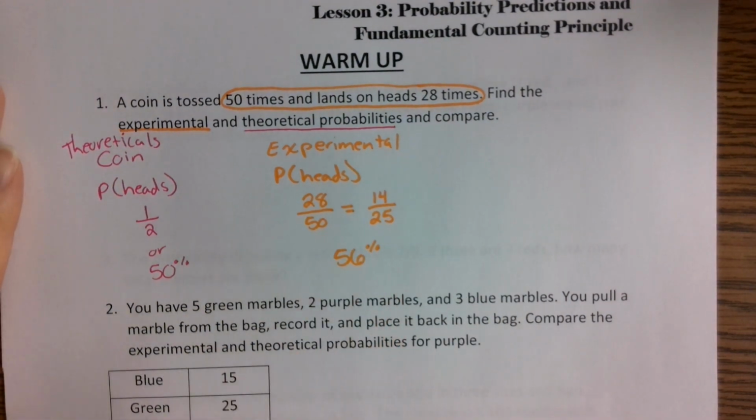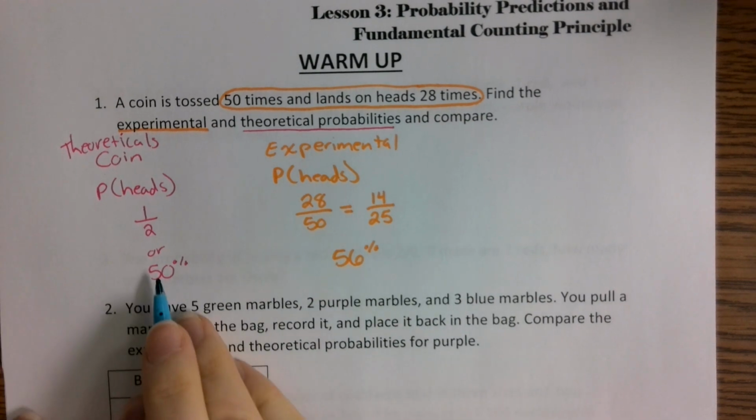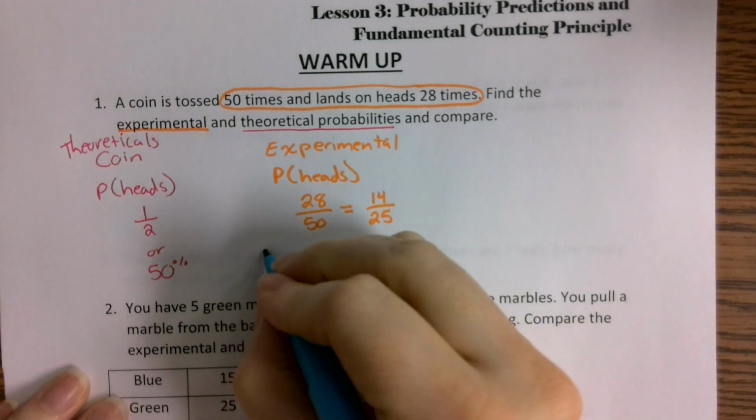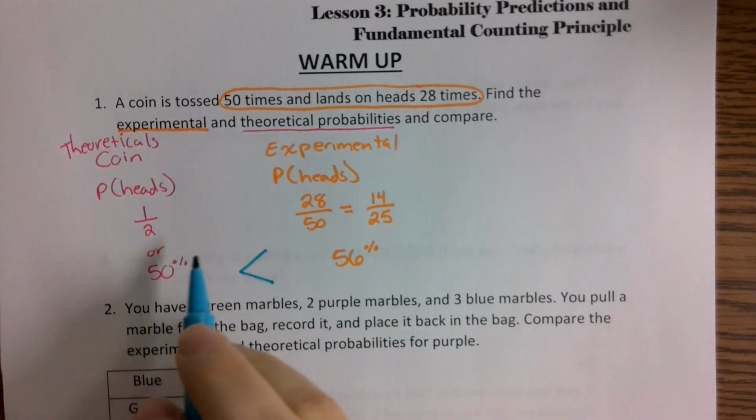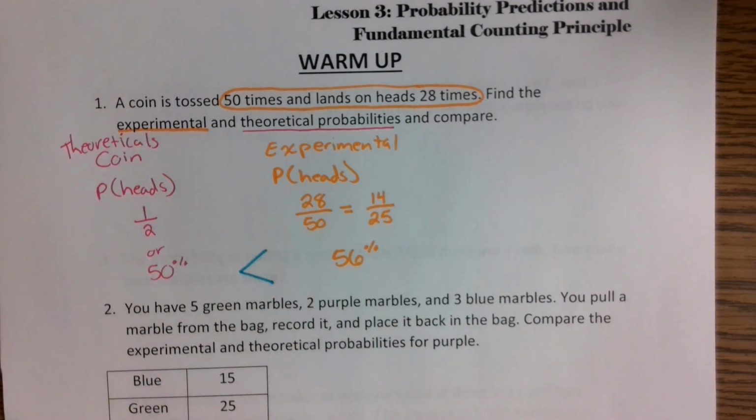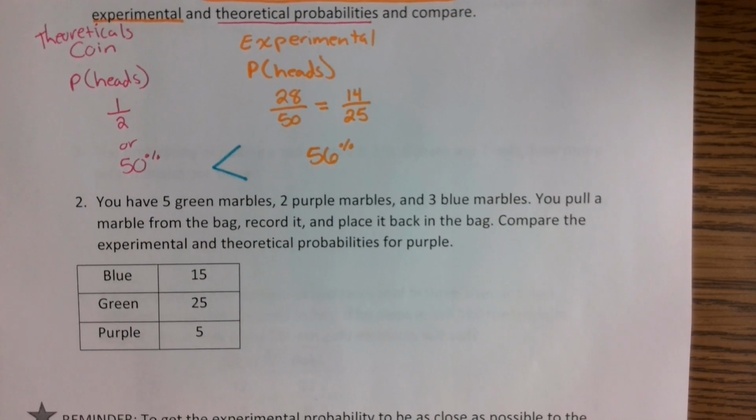Okay, so now when we're comparing them, 50% compared to 56% is less than. So theoretical probability is less than our experimental probability in this case. Our theoretical and experimental are less than each other. Okay? So let's take a look now at problem number 2.